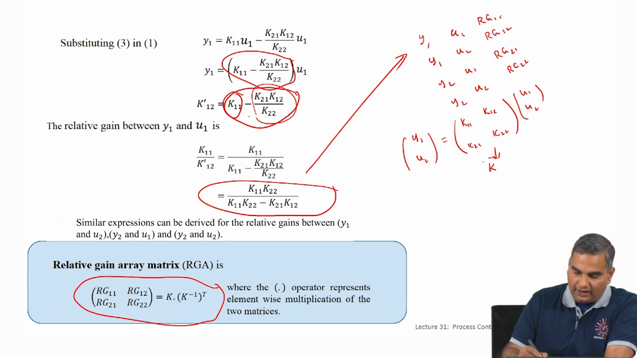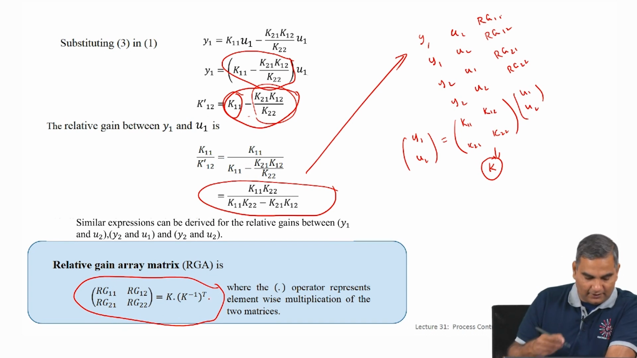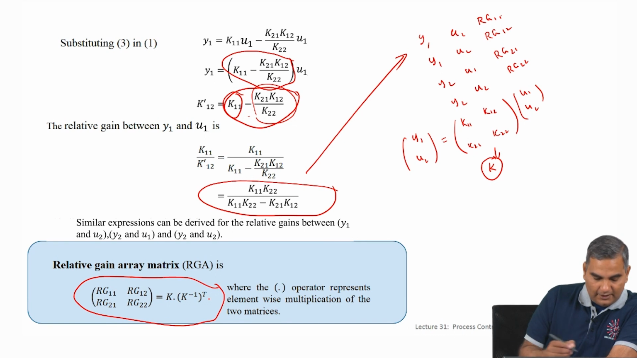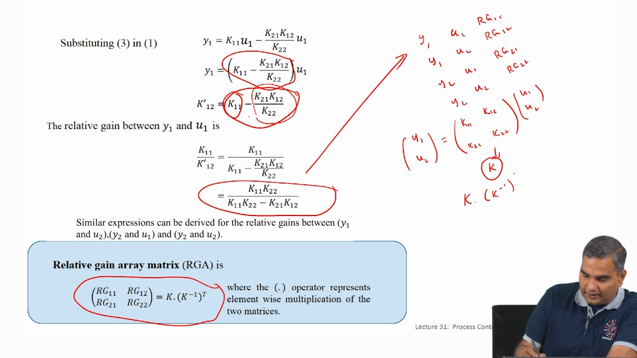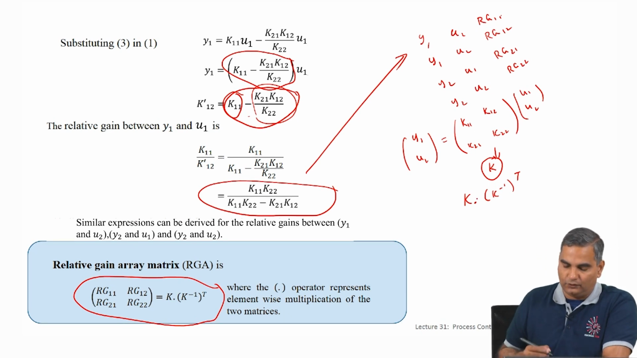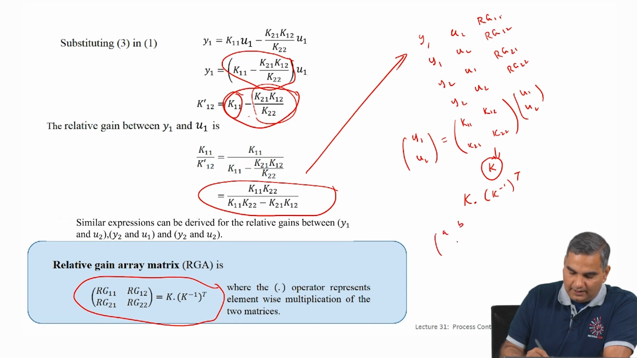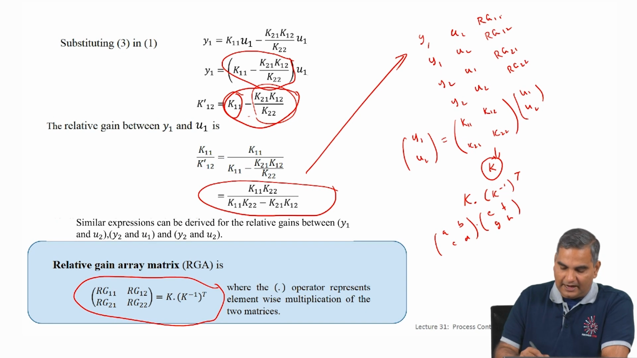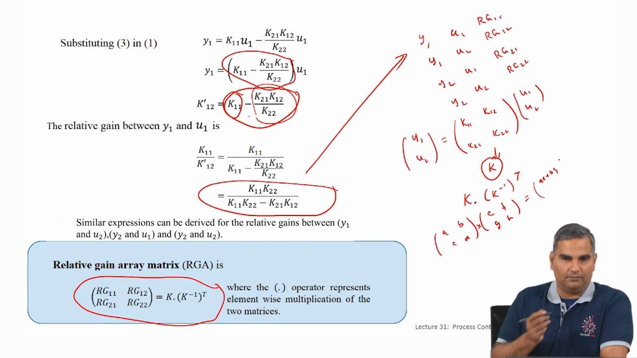Now, once I have a k matrix, k inverse is easy to compute, and the transpose of that is also easy to compute. The only thing I have to explain is what this dot means. This is not your standard matrix multiplication. If I have two matrices, A, B, C, D and E, F, G, H, and I do a standard multiplication between these two, then the first element will be AE plus BG and so on, which is what you have learned from high school.